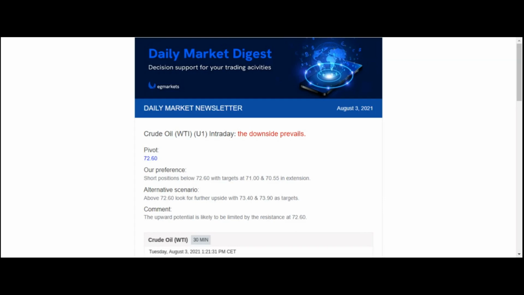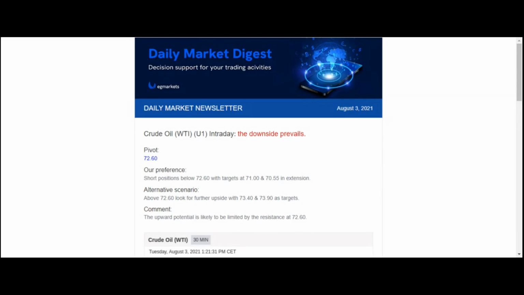Now this is our preference. Under preference, remember I told you to jot it down. You pick short because that's the preference. They say short positions below 72.60 with targets at 71 and 70.55. So basically, you just write short and you write where you'll be shorting from, which is 72.60, with your targets at 71.00 and 70.55. And just put a notation that that's the preference.